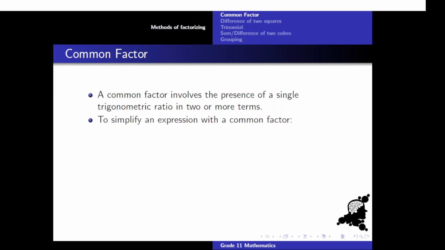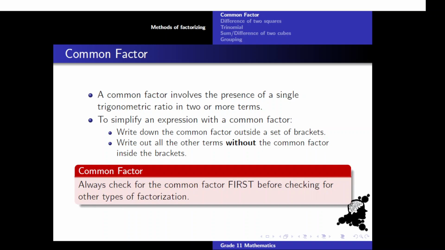So, in order to simplify an expression with a common factor, the first thing you need to do is identify what the common factor is, and then write it outside of a set of brackets. Secondly, you need to take each term, divide it by the common factor, and write that answer inside of the brackets. In other words, we are writing each term without the common factor. Usually, the common factor is the first thing that you need to check for before you can go ahead and check for other types of factorization, like the ones we're going to look at in the next few examples.